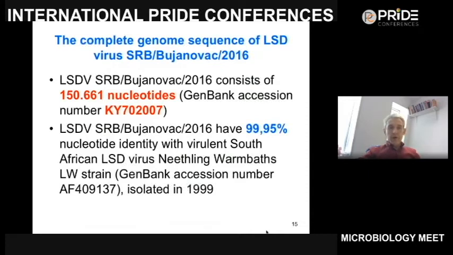Yes, this is the final result. We obtained a complete genome consisting of 150,661 nucleotides, and this strain is now presented with this number in GenBank. The result of this sequencing was that this strain from Bujanovac, Serbia, has 99.95% nucleotide identity with the South African lumpy skin disease virus Neethling Warmbaths LSDV strain, which is in GenBank with this accession number, and this strain was isolated in South Africa in 1999.